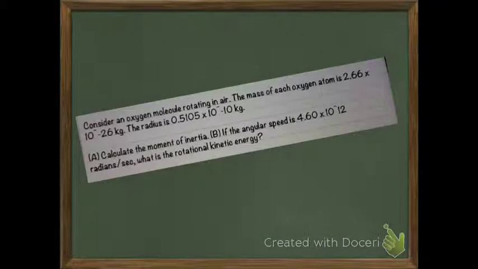Questions. Consider an oxygen molecule rotating in air. The mass of each oxygen atom is 2.66 times 10 to the negative 26 kilograms. The radius is 0.5105 times 10 to the negative 10. A. Calculate the moment of inertia. B. If the angular speed is 4.6 times 10 to the 12th radians per second, what is the rotational kinetic energy? Now take this moment of silence and answer your questions.